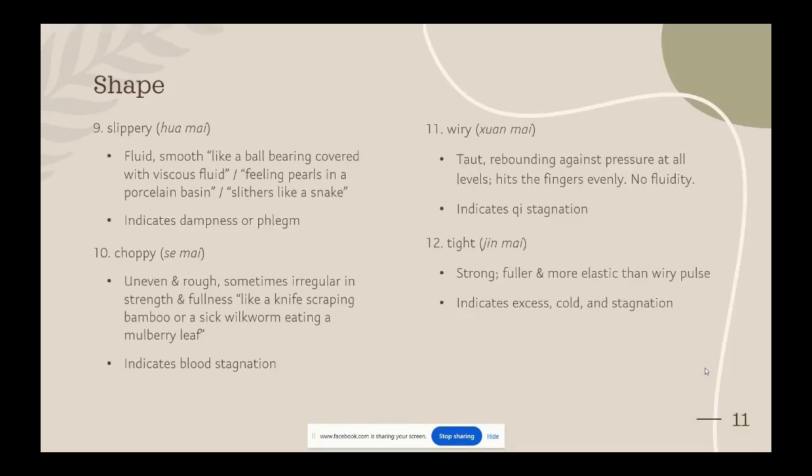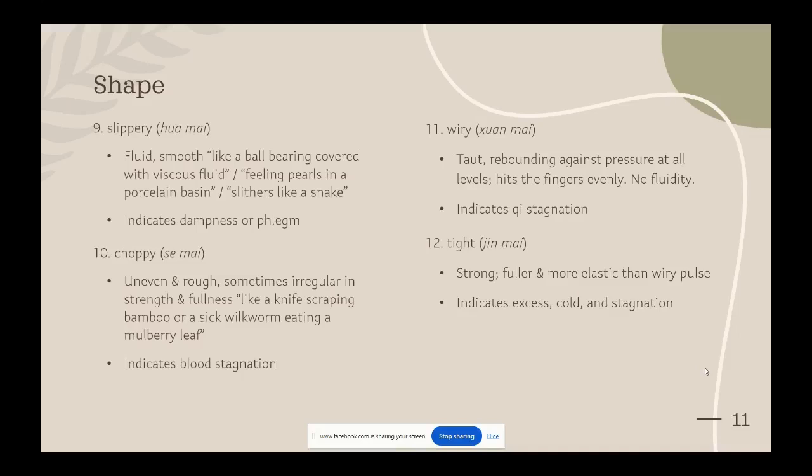And different shapes of the pulses. So we talked a bit about all of these, but we'll dig in a little bit more. The slippery pulse has many different descriptions, but there's a fluidity to it, there's a smoothness to it. We were saying before, it kind of slips around your finger, like you can't really get a feel. You get your finger on it.